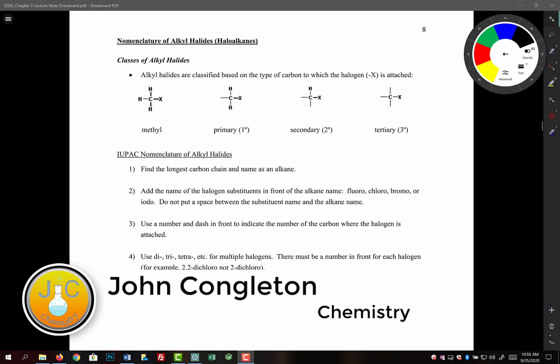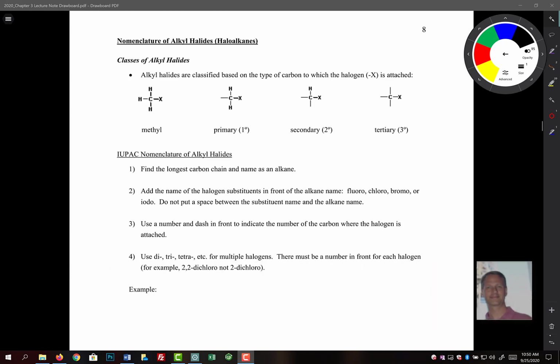Naming alkyl halides is rather simple because we take the rules of naming alkanes and we just add an additional substituent. So let's take a look at it together here. First, we have a methyl alkyl halide. A primary alkyl halide means that we're connected to one additional carbon atom here. A secondary means that we're connected to 2 carbon atoms. And then a tertiary is connected to 3 carbon atoms.